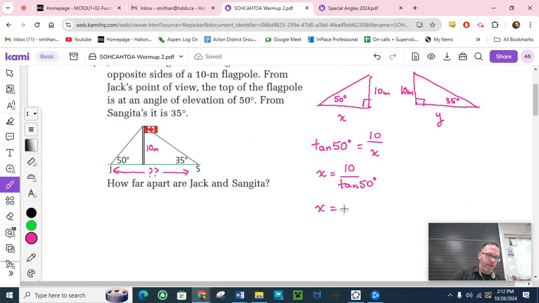I gave away all my good calculators, so I'm going to use this one. 50 tan equals. So I got about 8.4 meters. I'll wait 30 seconds, let you try the second one, and then put them together. I think 8.4 seems reasonable.